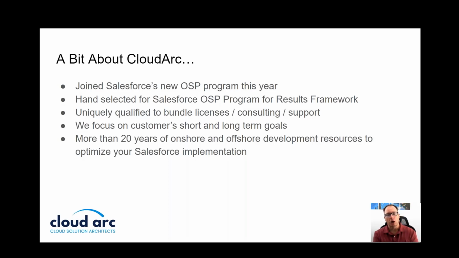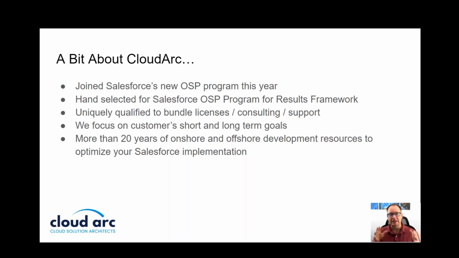The reason the OSP program was created was Salesforce recognizes that many of their customers are frustrated because the dollars they're spending and the results they're getting aren't aligned. So they hand selected us because of our results framework. They also chose us for our deep technical knowledge of Salesforce, our diverse industry experience, and our business experience. And their goal is they want to enable a select group of partners to allow customers to purchase licenses and consulting and support from one partner.